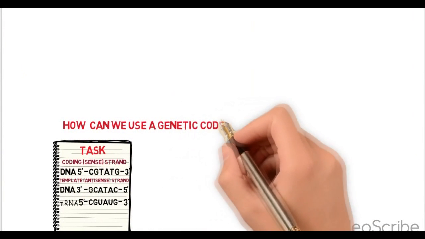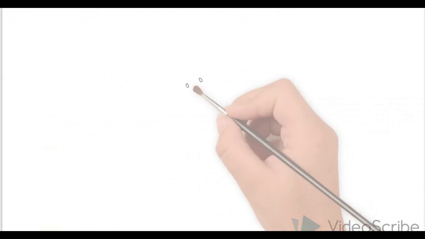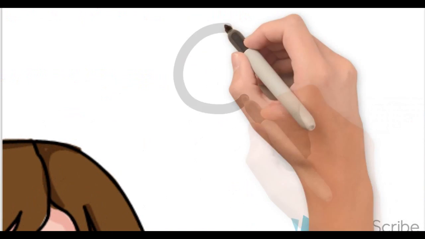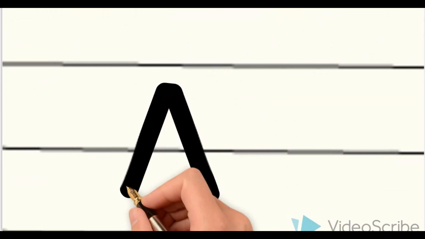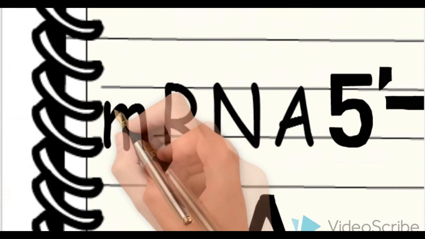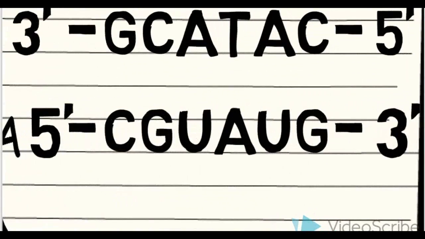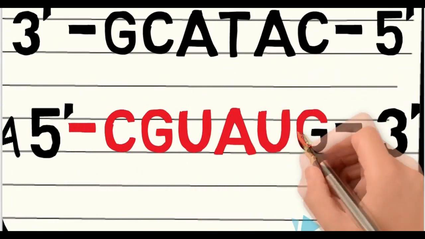How can we use a genetic code chart to find amino acids? We need to help these students. She's thinking about that, and she needs to find the type of amino acids. So AA will be in capital letters. Amino acids we can take from the mRNA. It's like this: cytosine, guanine, uracil, adenine, uracil, and guanine.